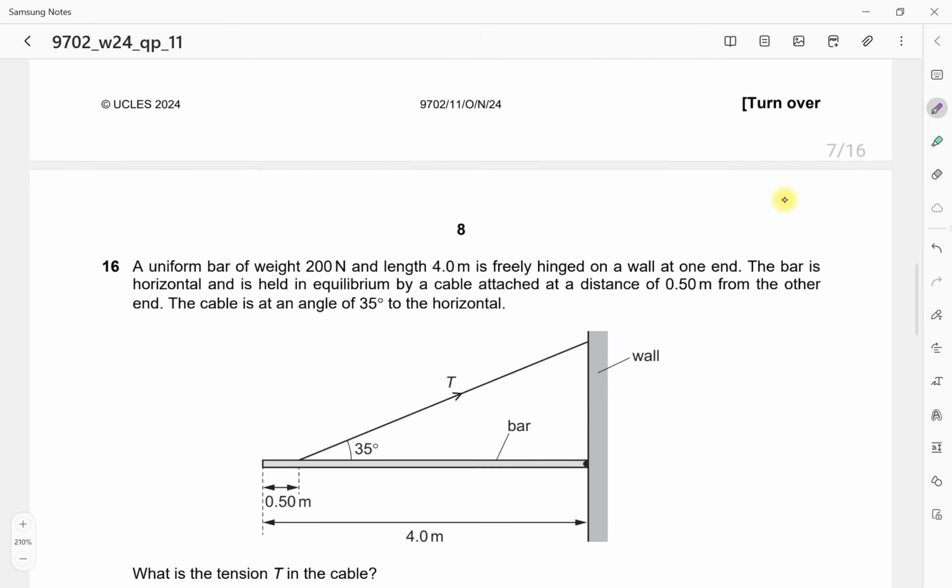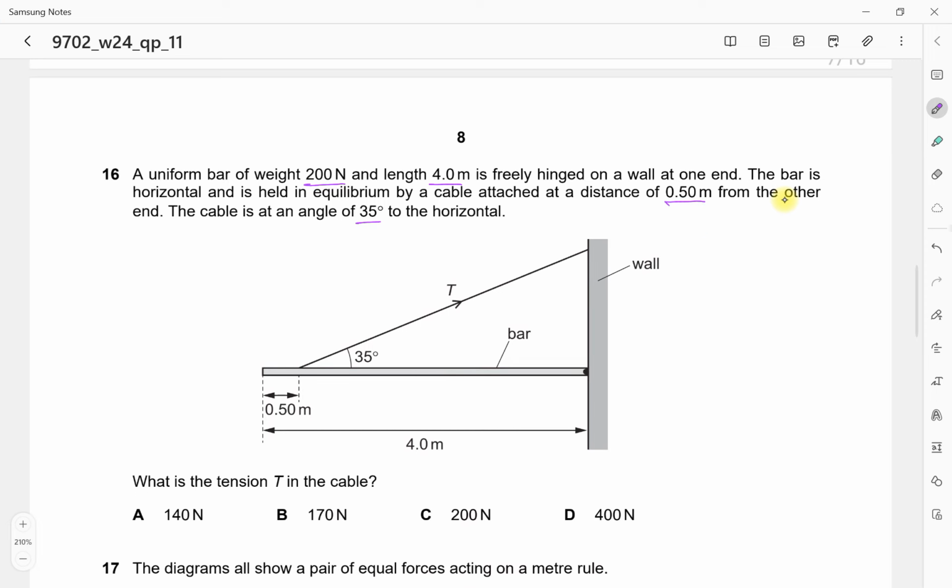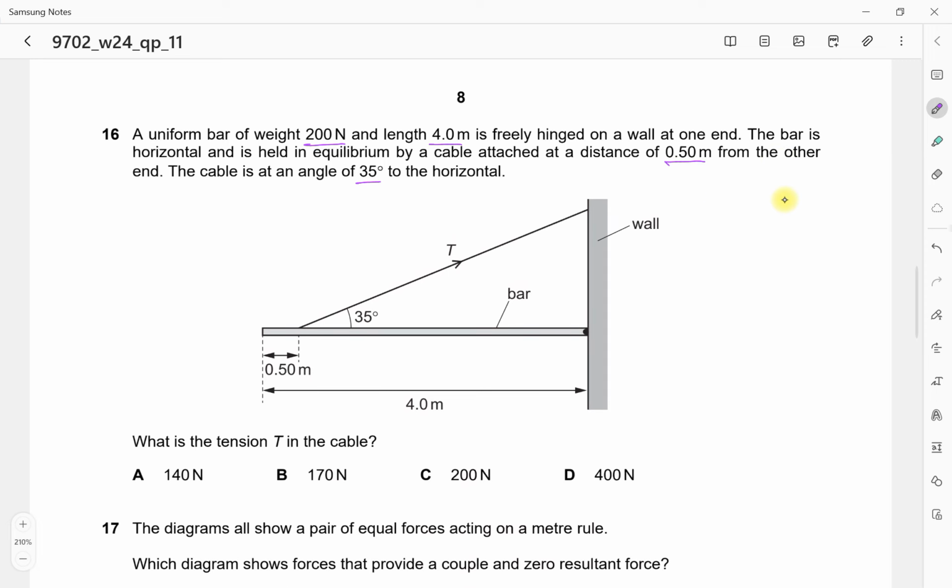A uniform bar of weight 200 newtons and length 4 meters is freely hinged on the wall at one end. The bar is horizontal and is held in equilibrium by a cable attached at a distance of 0.5 meters from the other end. The cable is at an angle of 35 degrees to the horizontal. What is the tension in the cable?